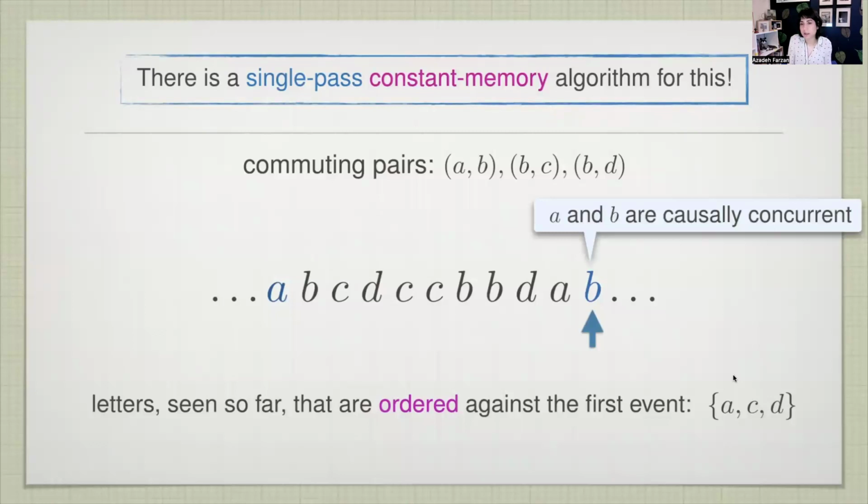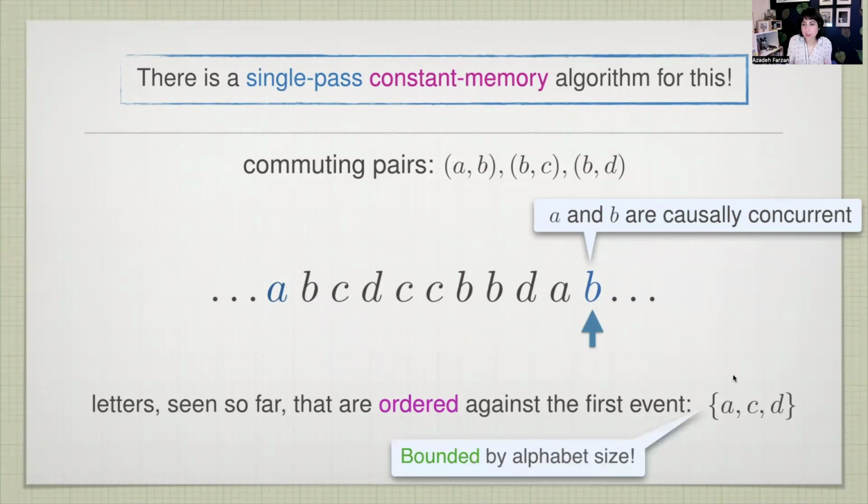So we declare the blue A and the blue B to be actually causally concurrent. If this wasn't the blue B, if it were like a blue D, I would have immediately issued a verdict of ordered. So the trick really is that the size of this set that I need to keep as a memory of this streaming algorithm is bounded by the alphabet size and has nothing to do with how many events actually appear, how far away from each other the blue A and the blue B are. And that is exactly the thing that makes this decision problem easy.